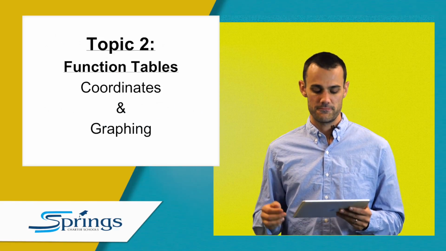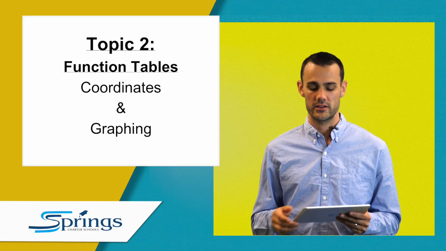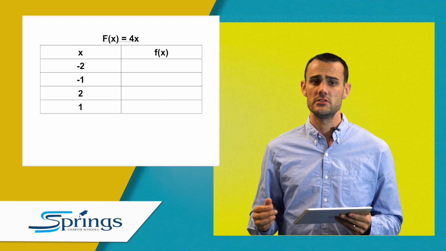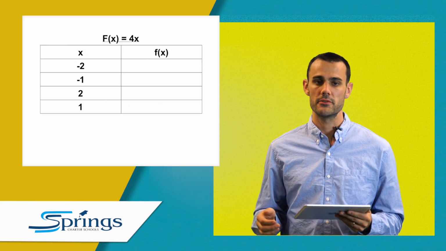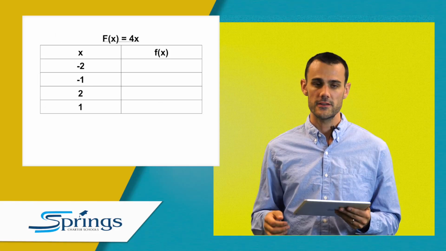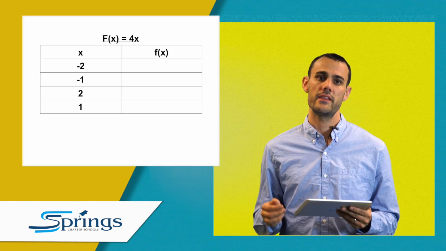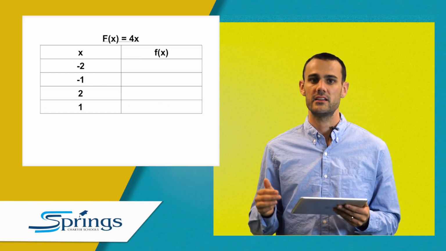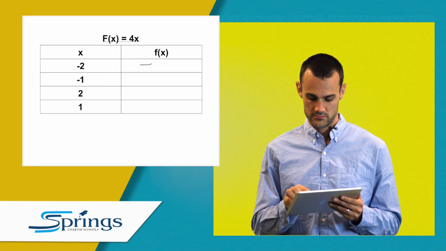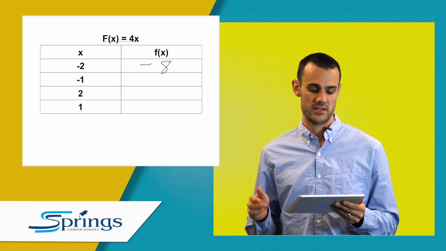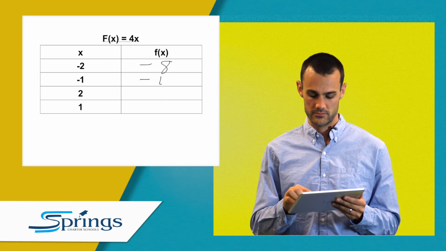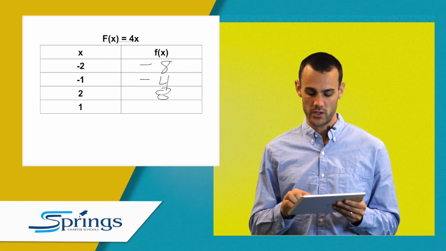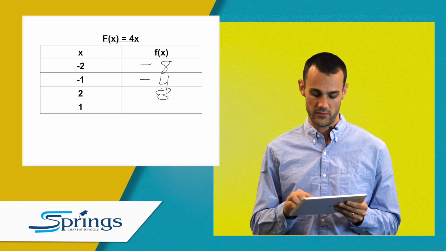Topic 2 in Chapter 9, function tables, coordinates, and graphing. So we have here a function table, and the first thing we need to do is fill out our function table based on the operation they're asking us to do. Now here, it looks like they're asking us to multiply the x values by the number 4. So if I put -2 in there, I get -8. And if I put -1 in there, I get -4. And if I put 2 in, I get +8. And if I put 1 in there, I get +4.